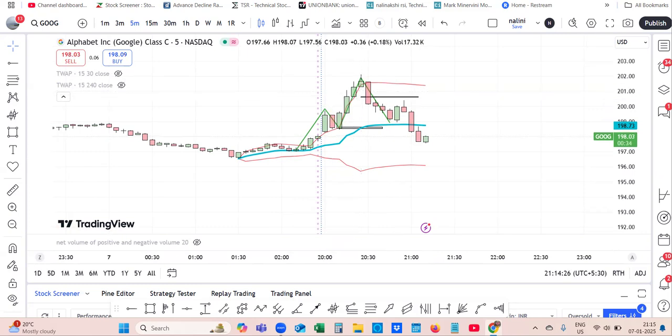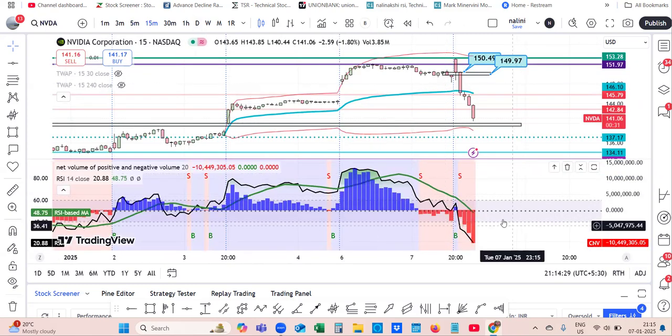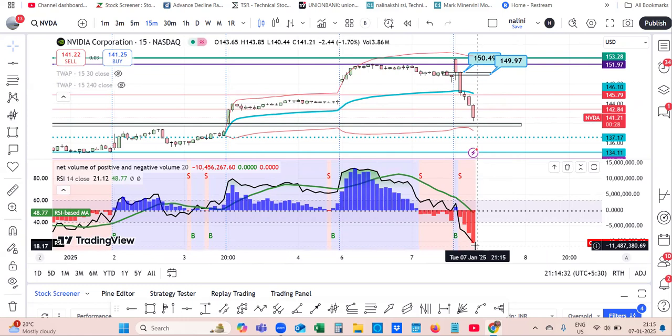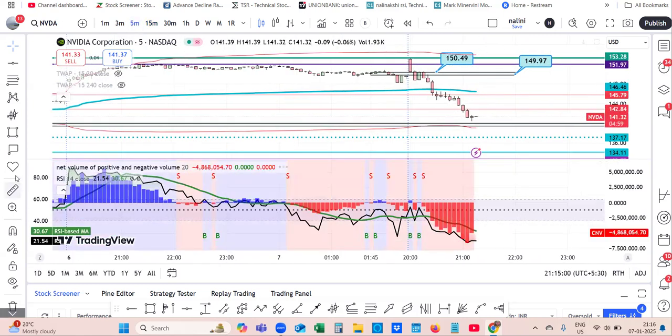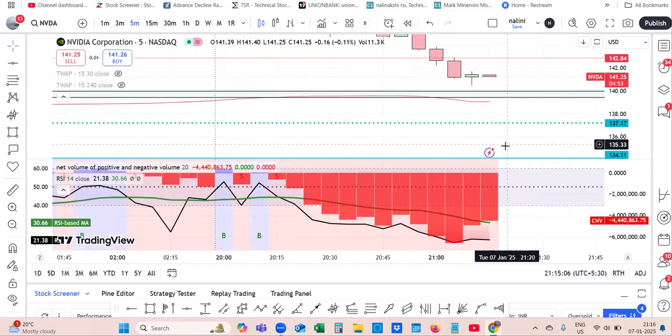Okay. Now let us see what has happened to NVIDIA. See, the net volume, the sellers' volume is increasing. It is falling like a knife. It's coming down like a waterfall. Okay. There are no signs of recovery. There is manipulation you can see in this candle. That is a wick in the candle. If you go to the lower time frame, it will be a green candle. See, you can see the green candle.